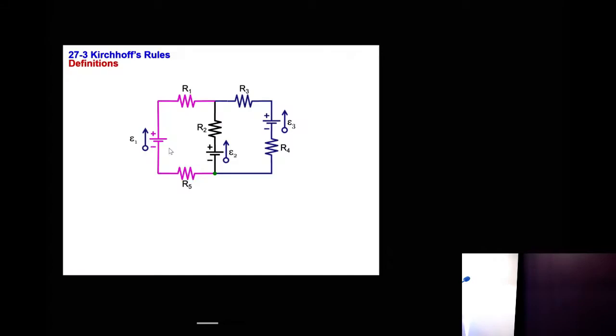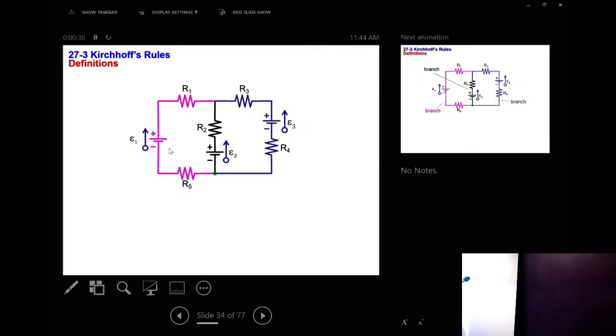So let's assume you have a circuit. So we have 2 EMFs here, epsilon 1 and epsilon 2, and we have 1, 2, 3, 4, 5 resistances. Okay, and we want to analyze the circuit, and let's assume the resistances are given, the EMFs are given, the battery voltages are given, and we want to determine the currents in this circuit.